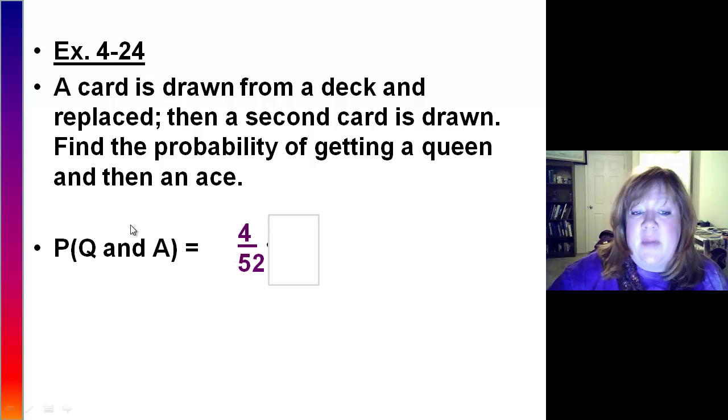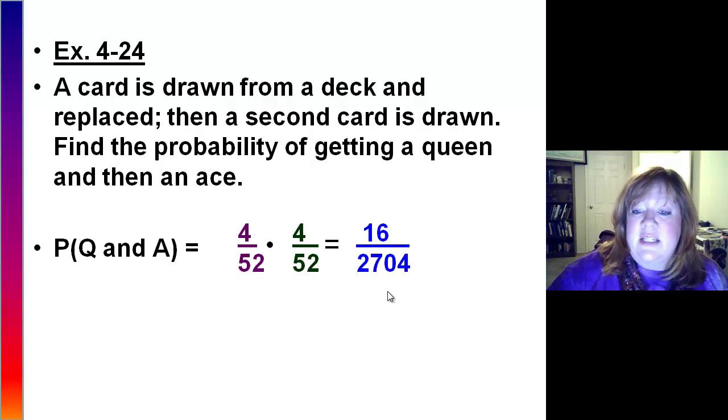Then we put that one back and we'd still have 52 cards in the deck. There's 4 aces in the deck. So we'd have 4 out of 52. When we multiply straight across, we get 16 out of 2704. Reducing, you get 1 out of 169.